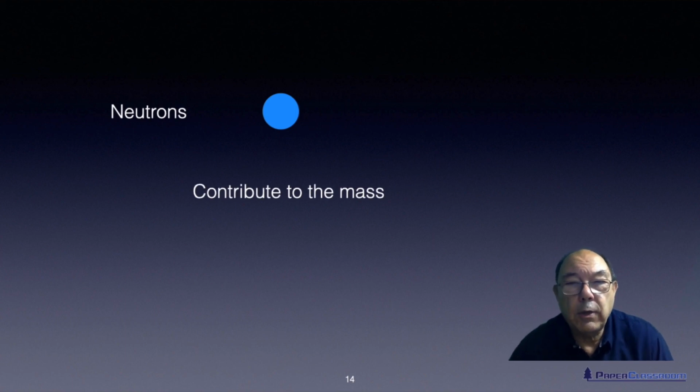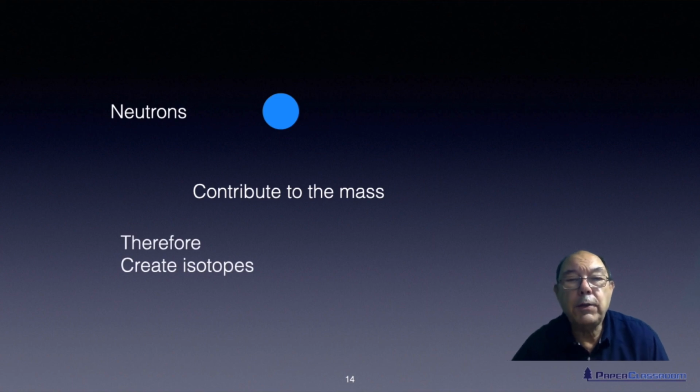Because they weigh 1 atomic unit, they will contribute to the mass of the atom. But that's all. They don't have any effect on the chemistry. They don't change its atomic number. But what they do is create what we call isotopes. An isotope is an element where it has more than one atomic mass, because there are different numbers of neutrons. And I'll give you an example of this in a moment.